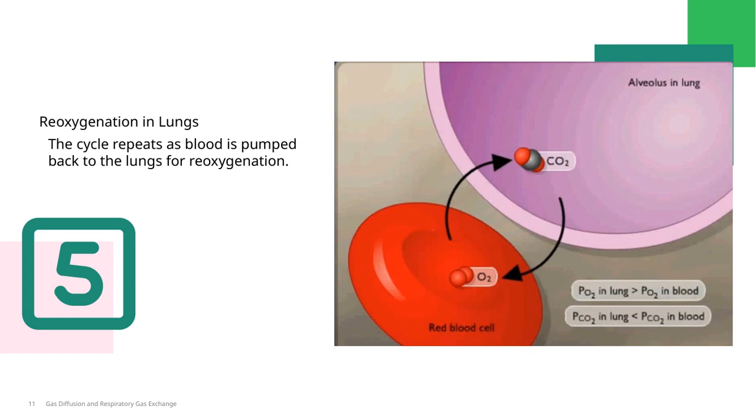Gases diffuse across the respiratory surfaces, allowing oxygen to enter the blood and carbon dioxide to leave. This continuous process ensures that the blood stays rich in oxygen, maintaining proper tissue function. It's a vital part of the overall respiratory cycle, highlighting how the lungs and circulatory system work together seamlessly to keep us alive and well.